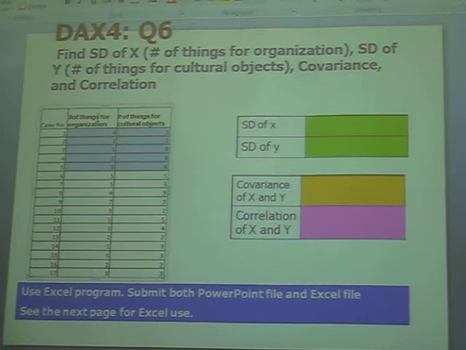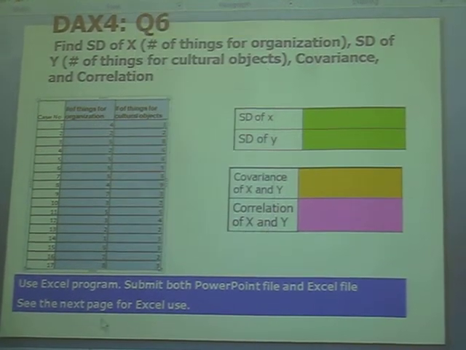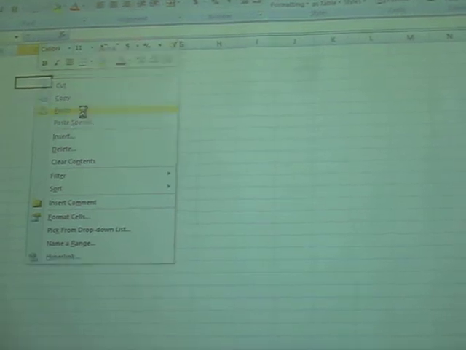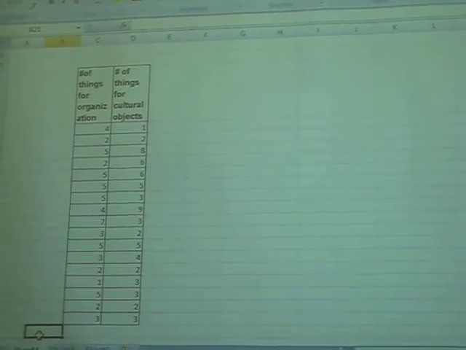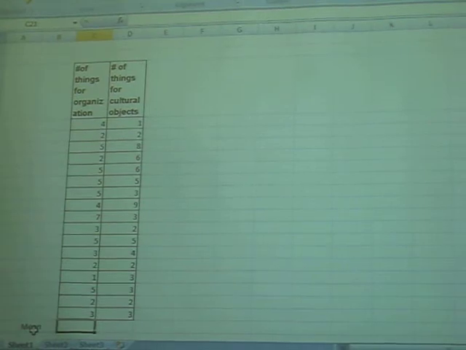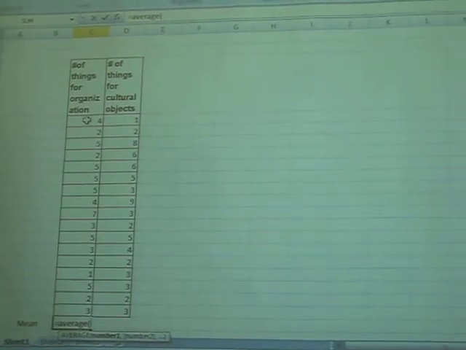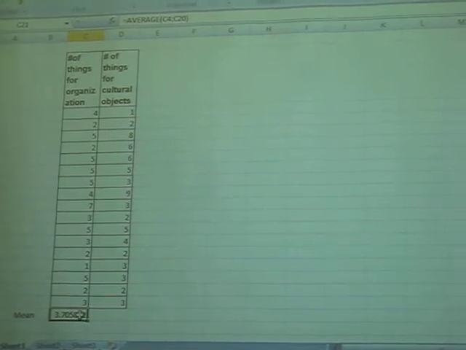We can copy this. Okay, so copy, and then we go to the Excel program and paste it. And then we need to find the correlation. But first we need to find the mean. Mean is equal sign, AVERAGE, parentheses, and then you highlight all the numbers and close parentheses. Then you hit enter, and then you have a number.